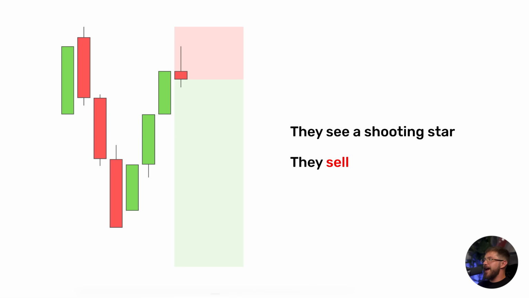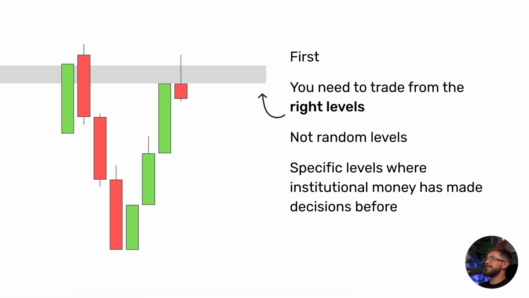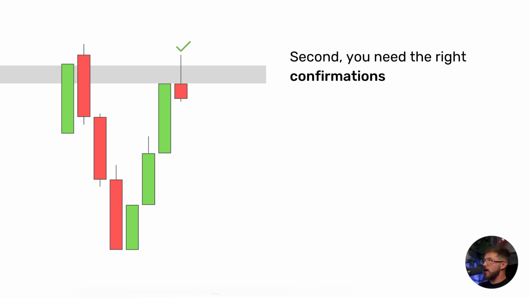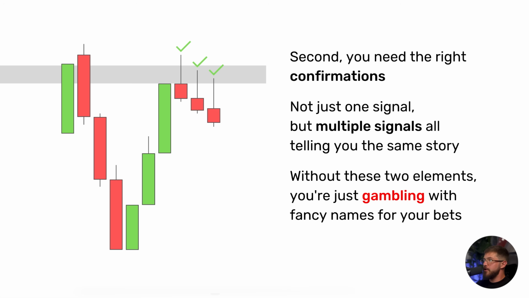But that's not how professional traders operate. First, you need to trade from the right levels. Not random levels, but specific levels where institutional money has made decisions before. And second, you need the right confirmations. Not just one signal, but multiple signals, all telling you the same story. And without these 2 elements, you're just gambling with fancy names for your bets.